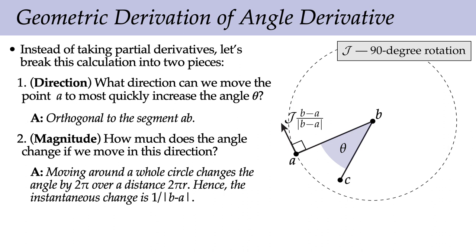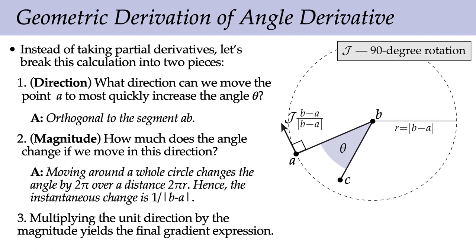Okay? So then we can put these two together and say that the overall gradient is found by just multiplying the unit direction by the magnitude. So the gradient of theta with respect to A is equal to J times B minus A over norm B minus A squared. You can go back, if you like, if you don't believe it, and compare it with an expression that you get from partial derivatives. You can numerically evaluate your long, indecipherable expression. You can numerically evaluate this much simpler expression. You'll find that the two expressions agree, except obviously this one is much simpler, much shorter, and has a very clear meaning.